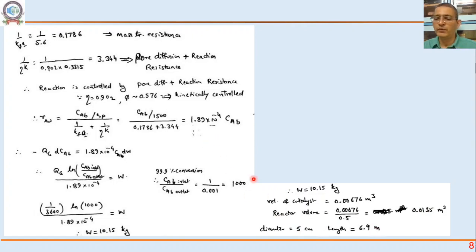This is how we would use all these considerations and all these concepts for calculating reactor sizes and the weight of catalyst needed. This is how we are going to use them. Understand all this, then only go forward.